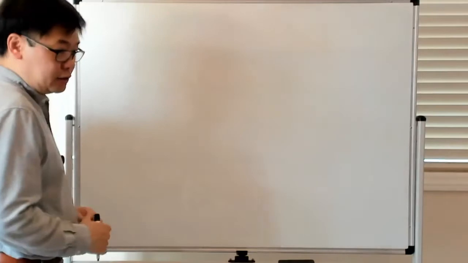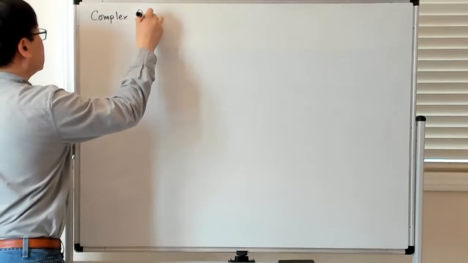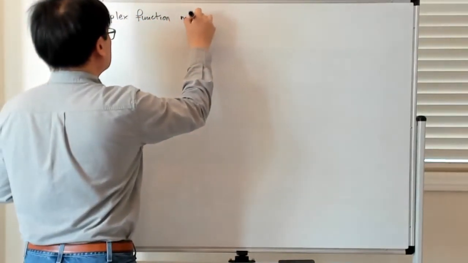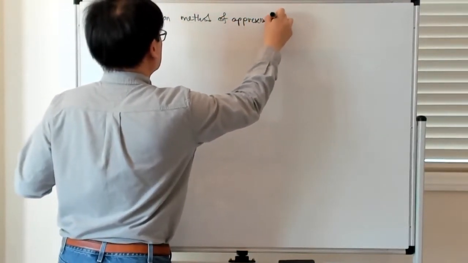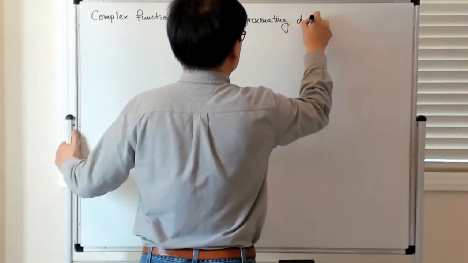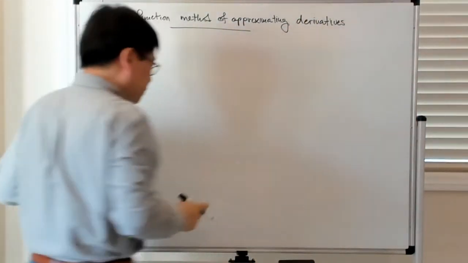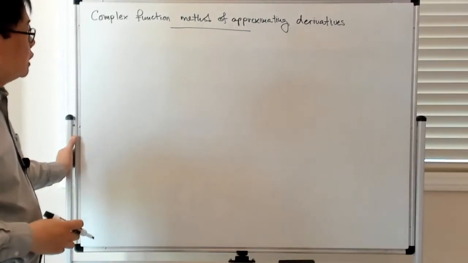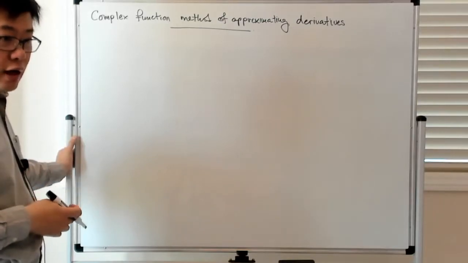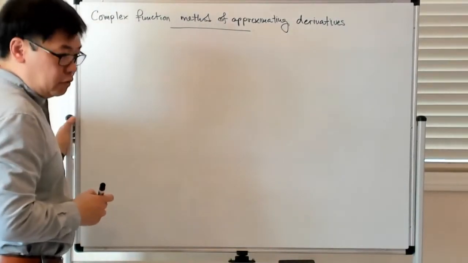All right, so I'm now going to talk about the complex function method of approximating the derivative. So this works particularly well in MATLAB because, as I said before, MATLAB oftentimes overloads functions. The functions can actually be evaluated on complex numbers instead of just real numbers. Okay, so let me briefly recall what the issue is.